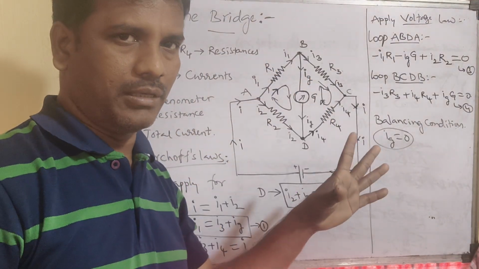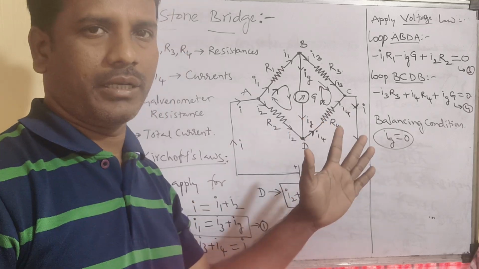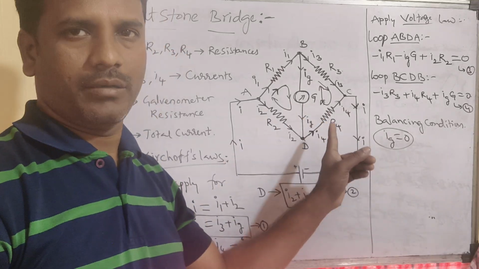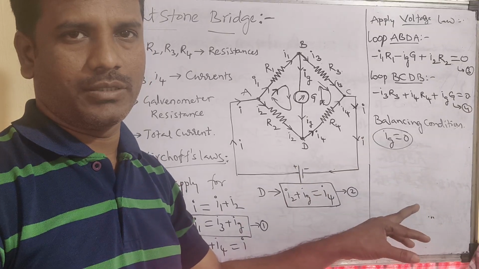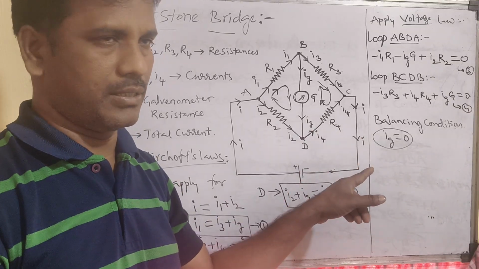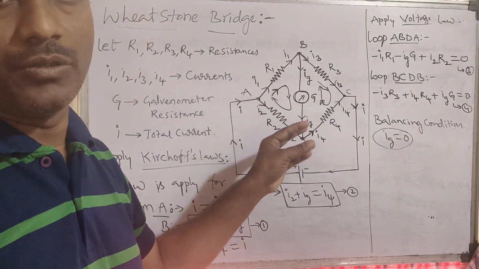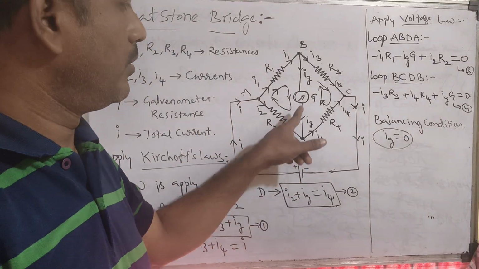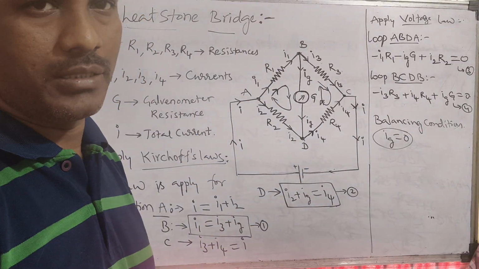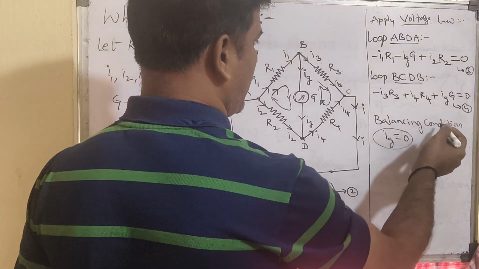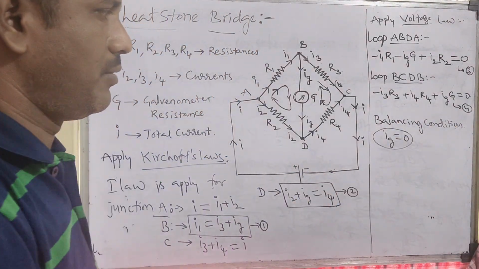One thing you listen to: for any wire to conduct current, there must be a potential difference. That's why current can pass. But here B and D have the same potential, so the difference is 0. That's why the galvanometer current is 0. That's a very important point. The balancing condition of the Wheatstone bridge is Ig equal to 0.